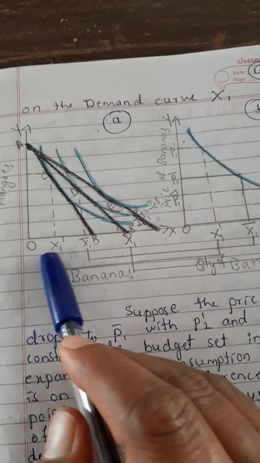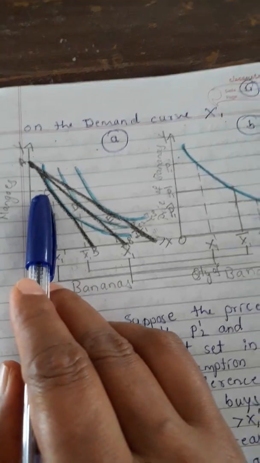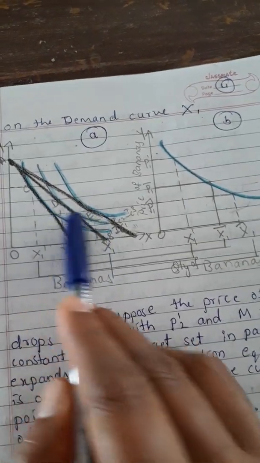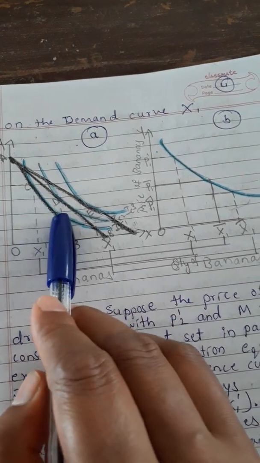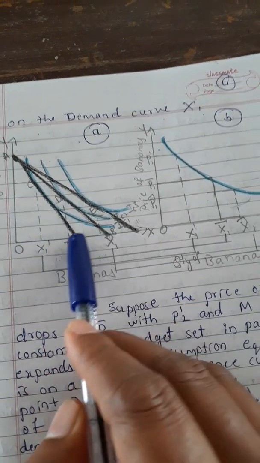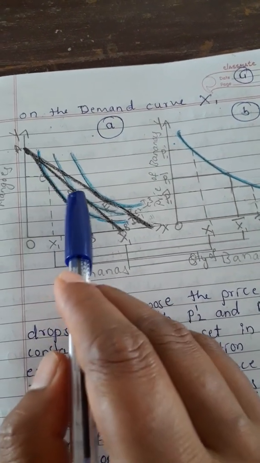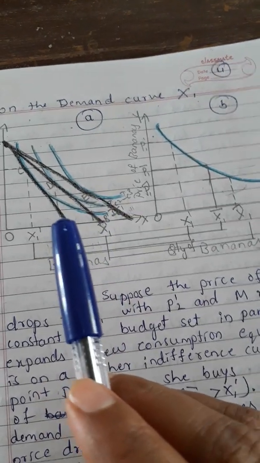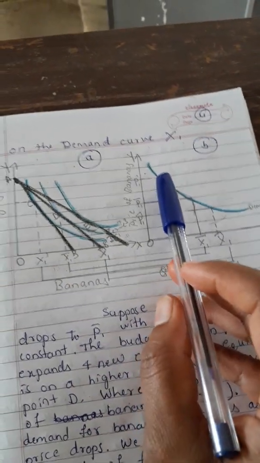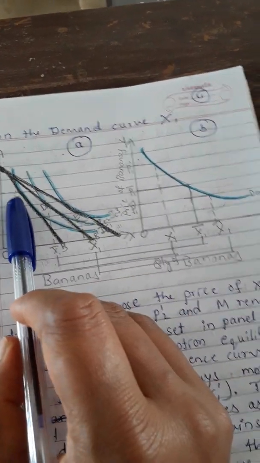For example, when the price is P1 dash, we have the C, D, E combinations here. The C combination, D combination and E combination. Each of these points touches the budget line: C touches the budget line, D touches the budget line, and E touches the budget line here. We can see the same with C, D and E here, where they touch.